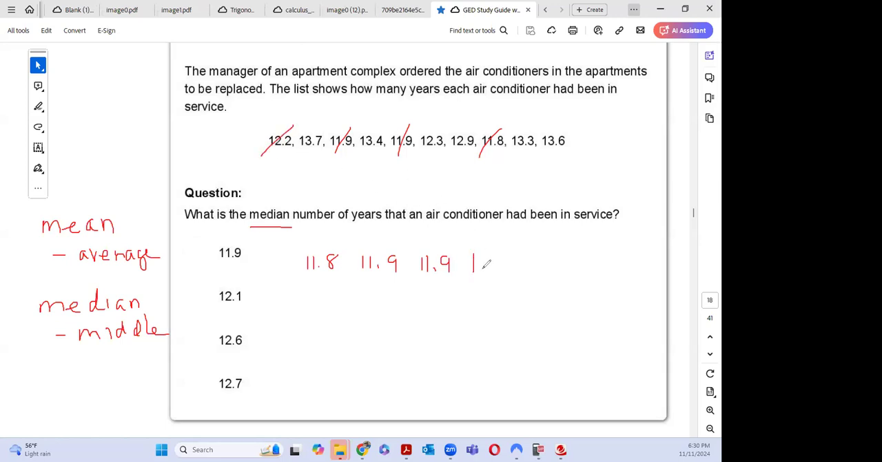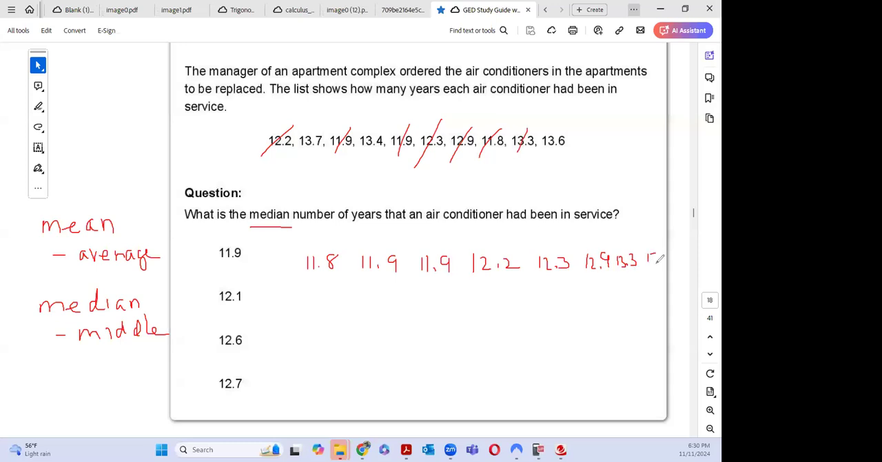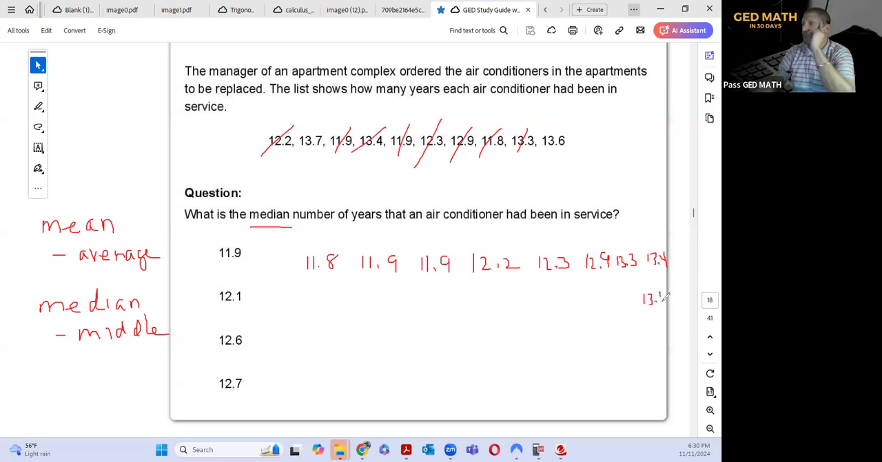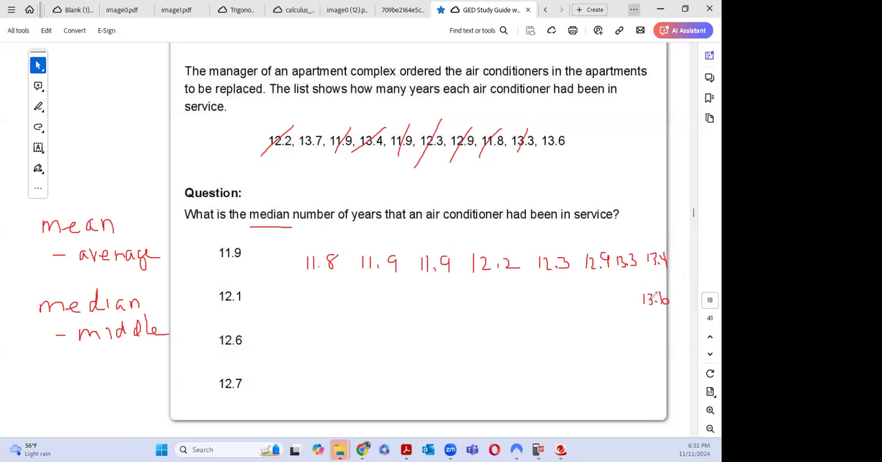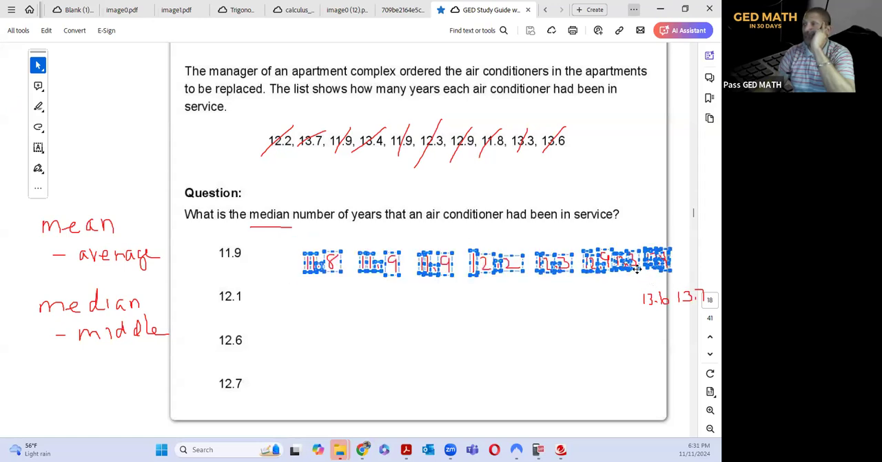12.2, 12.3, 12.9, 13.3, out of room here, 13.4, 13.6, I'm running out of room, 13.7. Okay, so let me move this real quick so we can put them in order. I love technology because I can just move these numbers over.